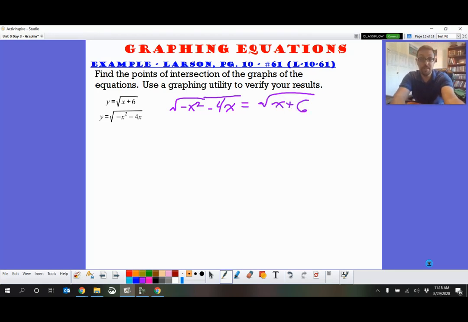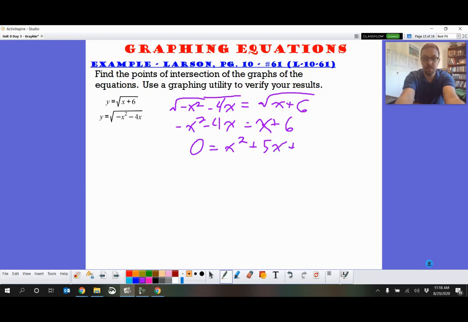Now you might be intimidated of all those square roots, but hey, to get rid of a square root, you just square both sides. So we get -x squared minus 4x equals x plus 6, and that just gets rid of those square roots. Oh, how nice. Now we've got a quadratic, so let's get it equal to 0. So 0 equals x squared plus 5x plus 6. Do a quick factor.